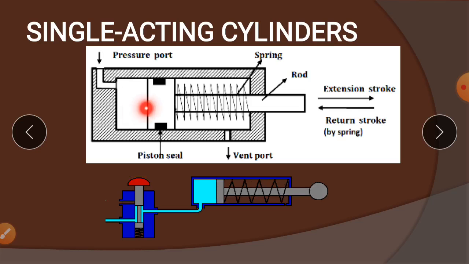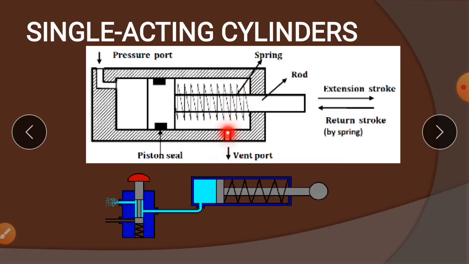At the second stage, the retraction stage, what happens? The liquid which is present here will be pushed back. It is sent back to the tank or reservoir through this same port, through the operation of the direction control valve. Because of the extension of the spring, pressure is exerted on the piston, and the piston exerts pressure on the fluid. Because of that, the liquid is transmitted back to the tank or reservoir. Like that, this operation takes place in the single acting cylinder.